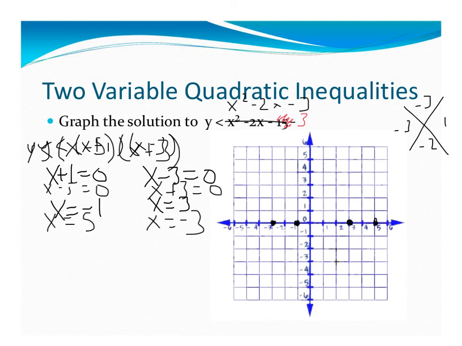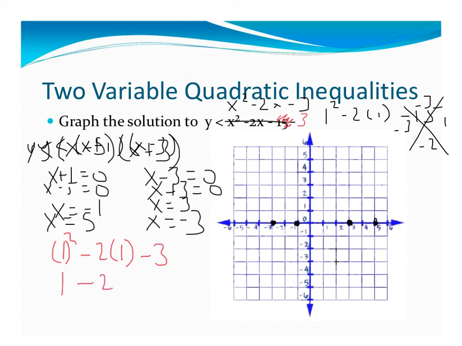So, I know that my vertex has to be somewhere in here. It has to be somewhere in between them, right in the middle. So my x-coordinate is going to be 1. What I can do is plug that 1 into my original inequality and solve for y. So when I do that, I have 1 squared minus 2 times 1 minus 3. I'm going to get 1 minus 2 minus 3. So 1 minus 2 is negative 1, minus 3 equals negative 4. So my vertex is at (1, negative 4).